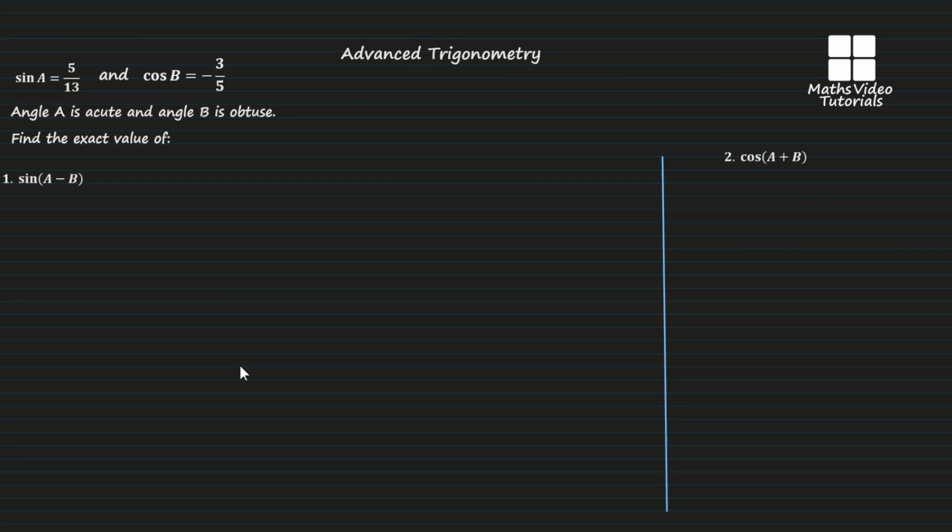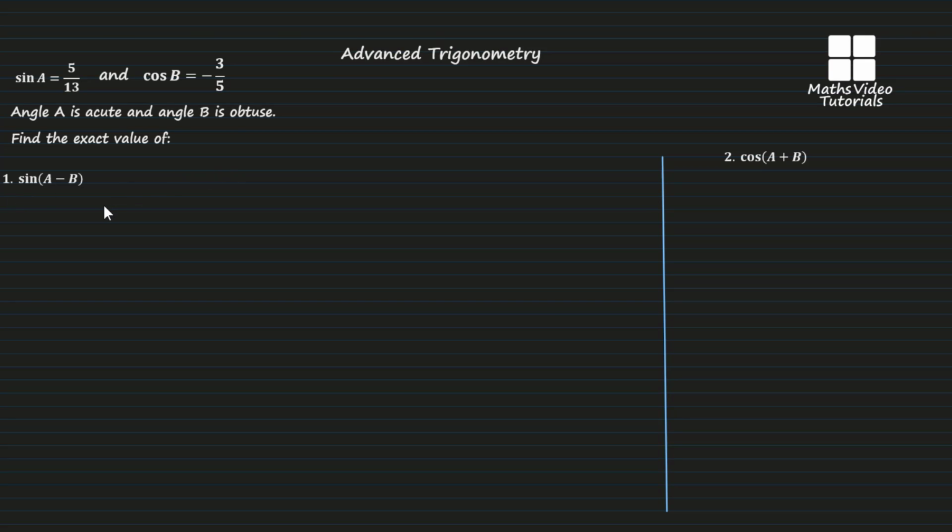In this tutorial, we're going to take a look at this exercise. We have been given the value of sine A and the value of cos B, and we've been told the angle A is acute and the angle B is obtuse. The angle A is in the first quadrant and angle B is in the second quadrant, and we've been asked to find in part 1 the sine of A minus B, and in part 2 the cos of A plus B. So let's start with part 1.